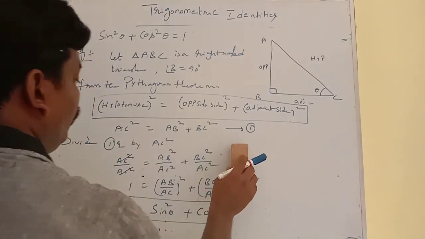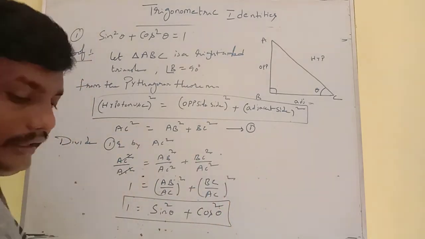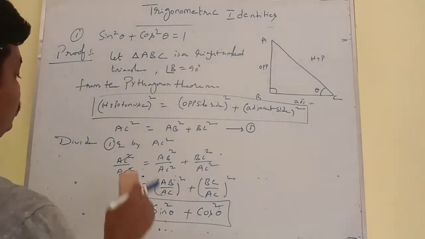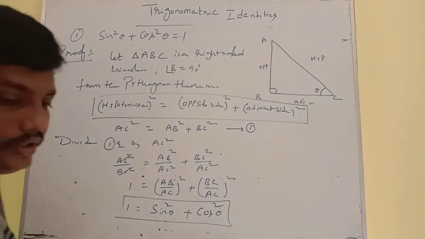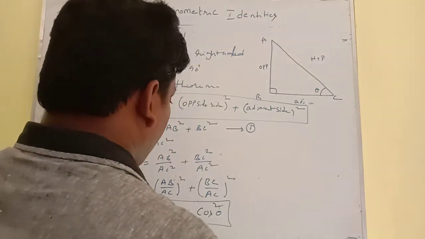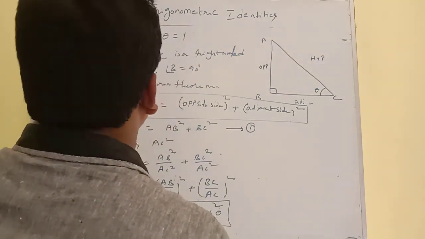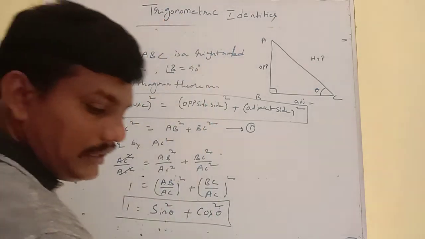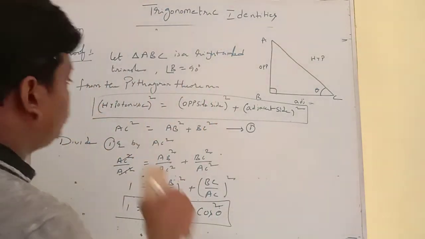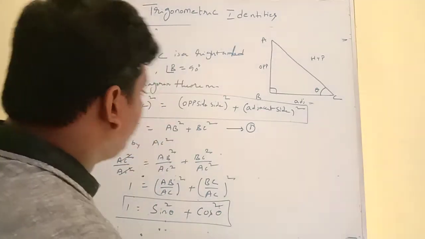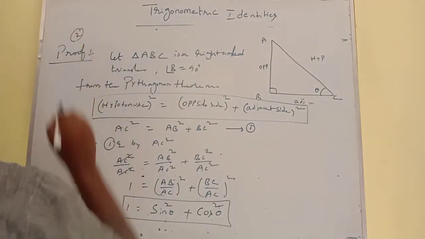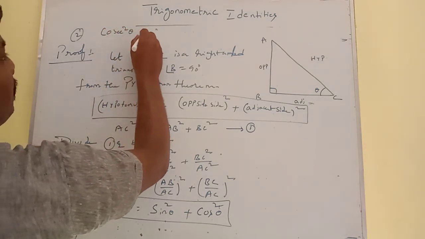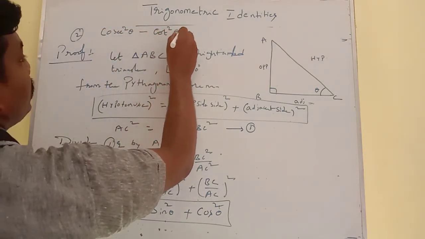Then to get another trigonometric identity, we have to divide this first equation by another side. So what is the second trigonometric identity? The second trigonometric identity is nothing but cosecant square theta minus cot square theta equals 1.